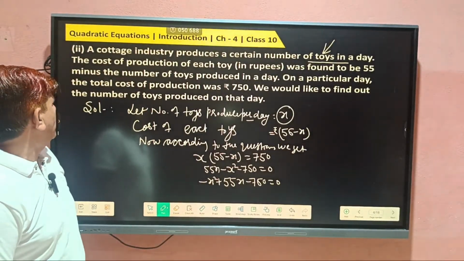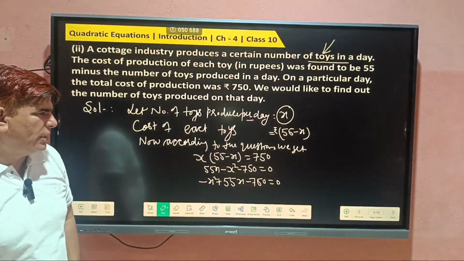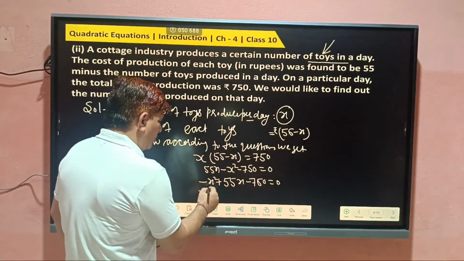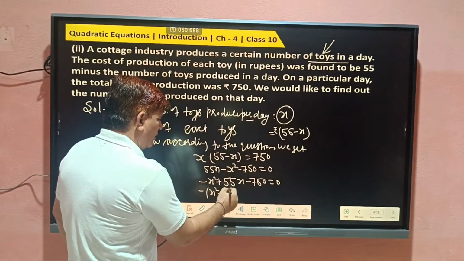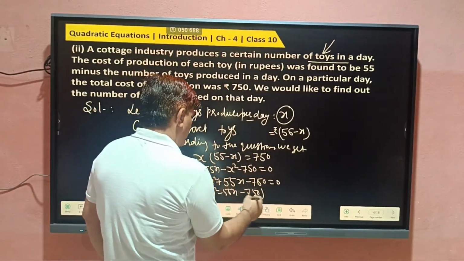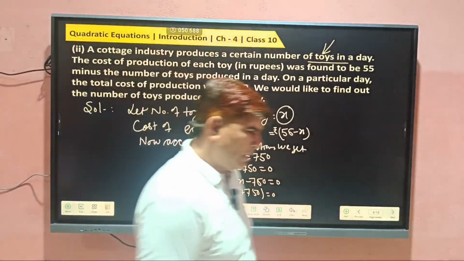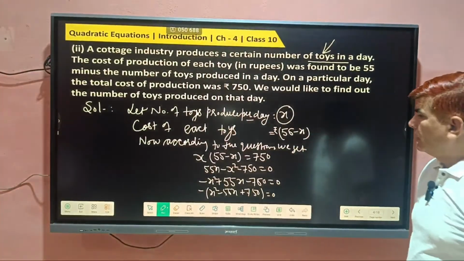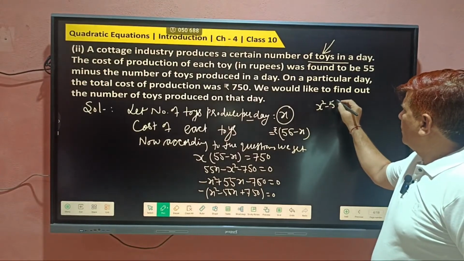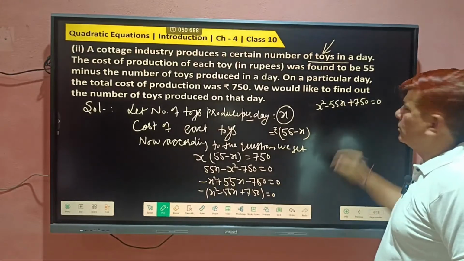We would like to find out the number of toys produced on that day. You have to find out the value of x. So taking minus common, this is x square minus 55x minus 750 plus, equal to 0. Plus 0. So this becomes x square minus 55x plus 750 equal to 0.